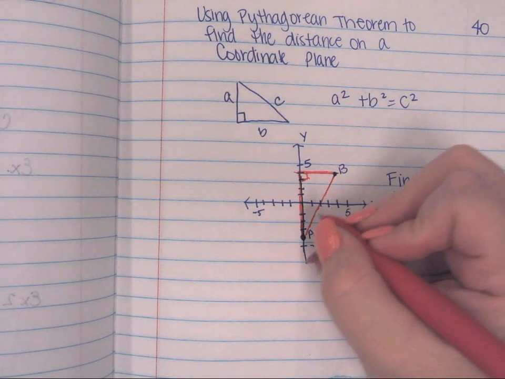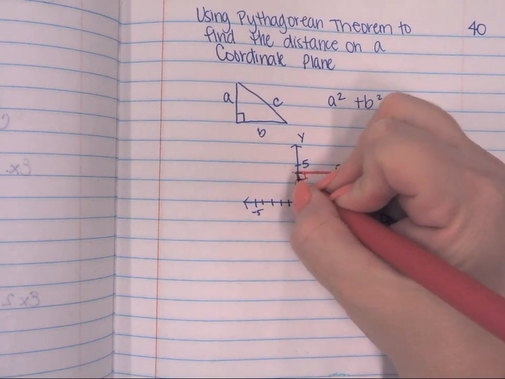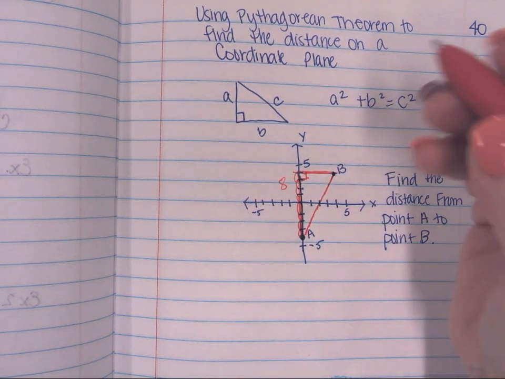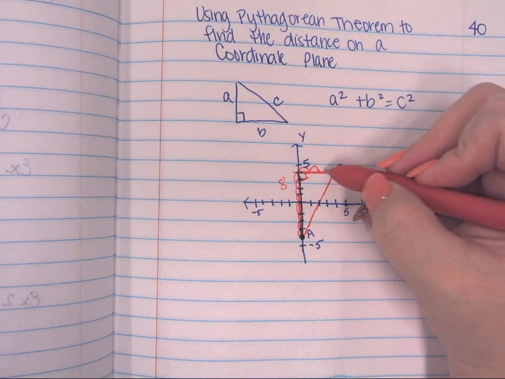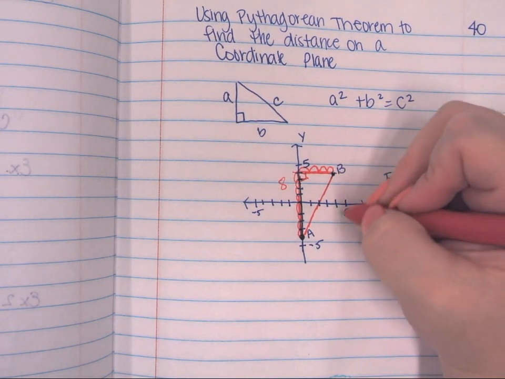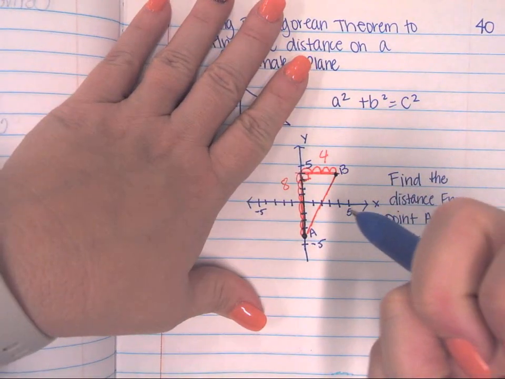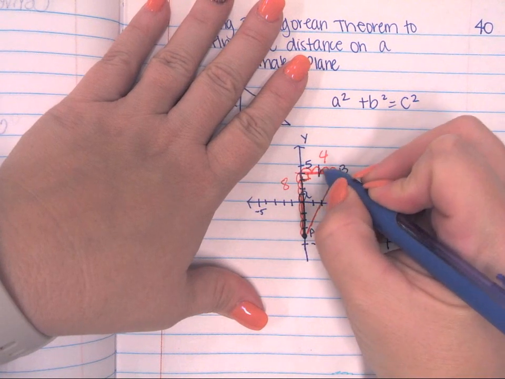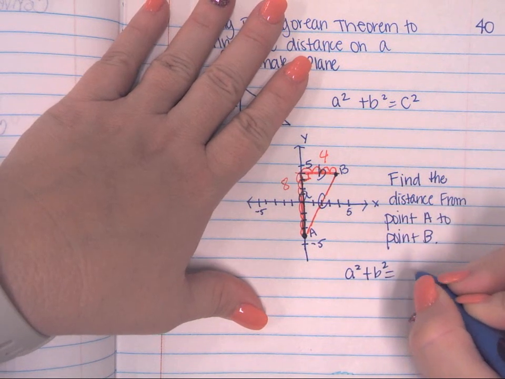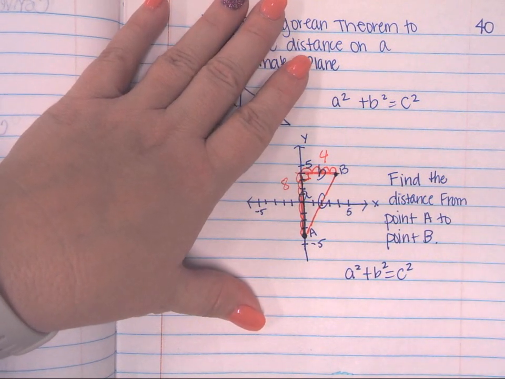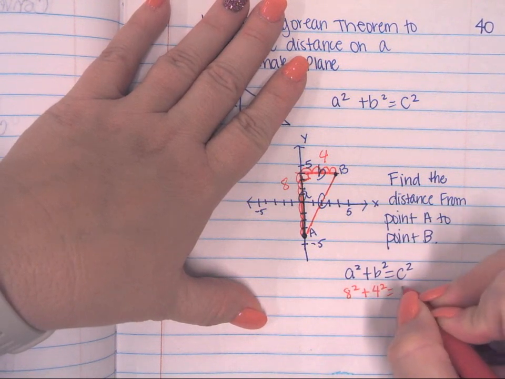So now I'm going to do the side lengths. I have 1, 2, 3, 4, 5, 6, 7, 8. And then I have 1, 2, 3, and 4. Okay, so I will use Pythagorean theorem. Remember that this is side A, B, C, right? So A squared plus B squared equals C squared. A squared is 8 squared plus 4 squared. It's going to be equal to C squared.